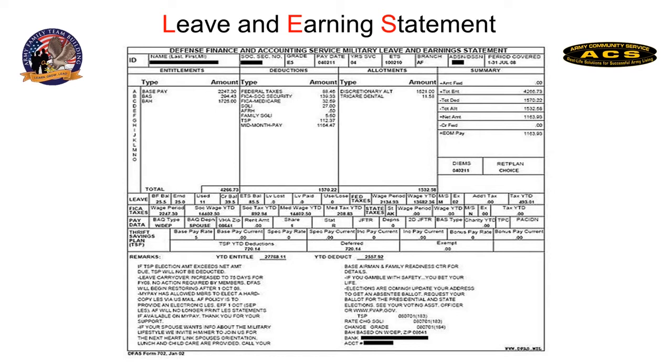Move over to the allotments column. The discretionary allotment, this is usually listed when you're using your BAH for on-post housing. So most often, when you see that discretionary allotment in there, it's going to match exactly what your BAH is, which is exactly what you're paying to live on post housing.